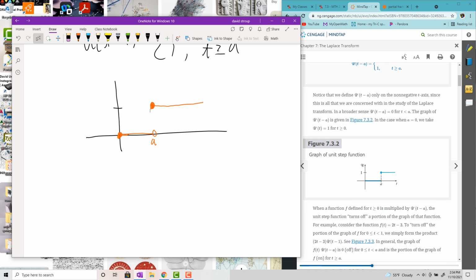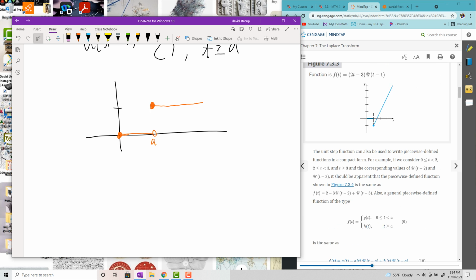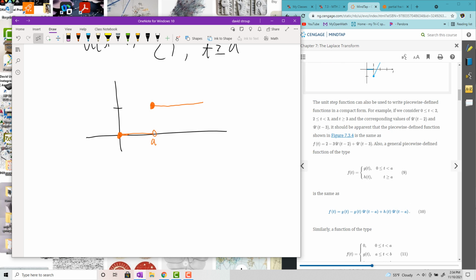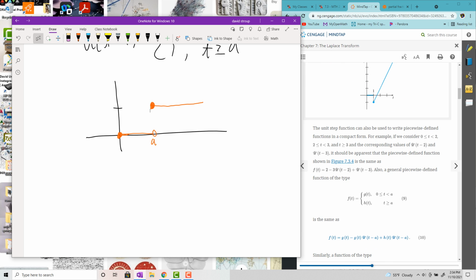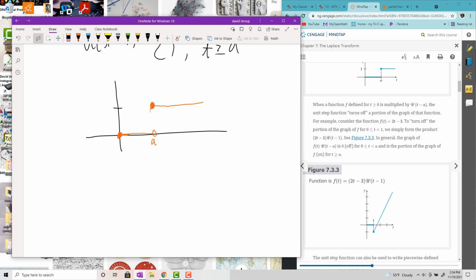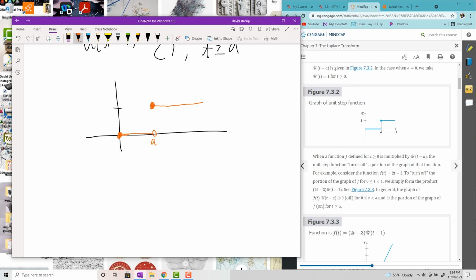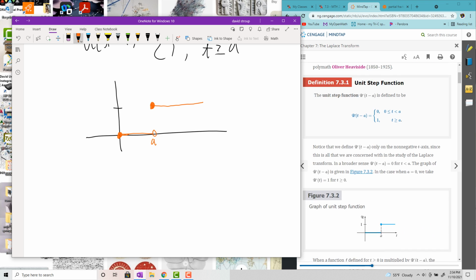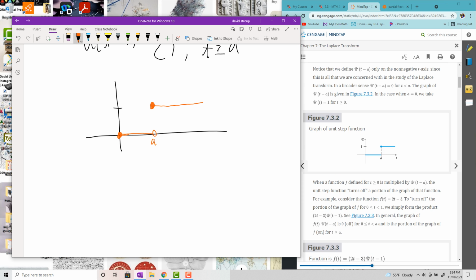the piecewise function that they want, did they even give it to you? 7.3.3, where the heck is it? I don't want to look at it. 7.3. Okay, so they want in this I don't really think they give it an example number, but in this figure 7.3.2, what they're doing is they want to graph, 7.3.3, not 3.2, sorry.